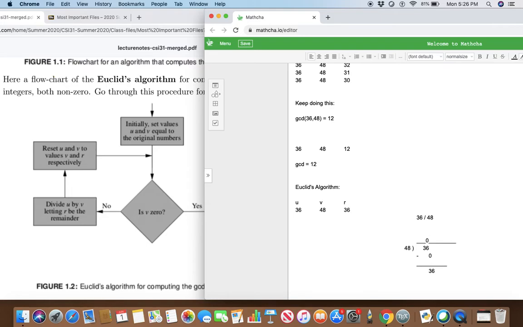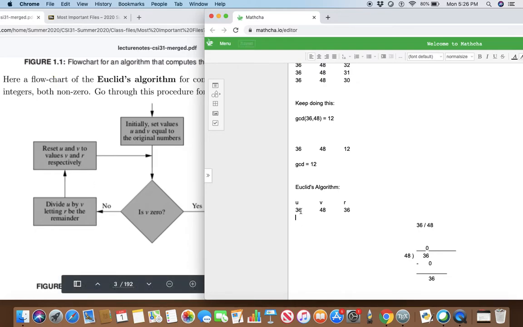All right, which brings me to reset u and v to the values v and r respectively. So u now becomes v and v now becomes r. All right, so the purpose is to make sure that the first number is bigger. So you see, we achieved that. Now do the same process.